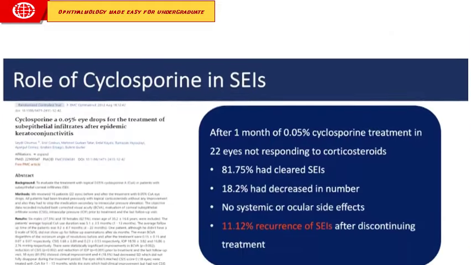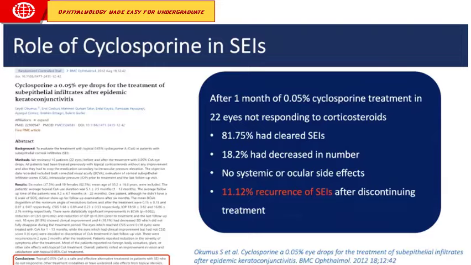In this slide, I will mention some of the studies done to compare the effectiveness of cyclosporine in the treatment of subepithelial infiltrate in a group of patients after 1 month of the use of 0.05% cyclosporine. In 22 eyes not responding to steroids, with subepithelial infiltrate, they show that in 81% of the cases the subepithelial infiltrate cleared, and in 18% it decreased in number. There is no systemic side effect, as you know, with cyclosporine as compared to the steroids, and 11% showed recurrence after sudden and abrupt discontinuation.